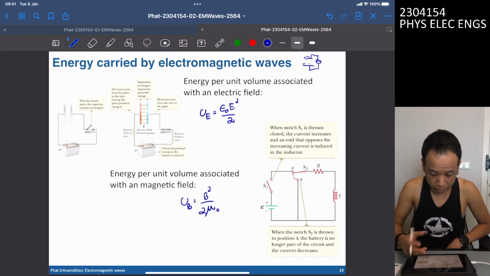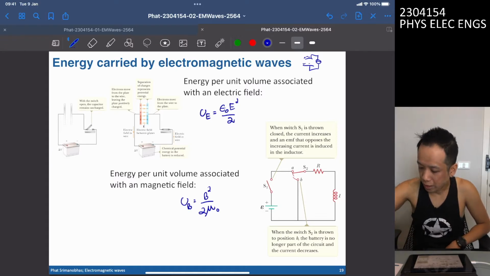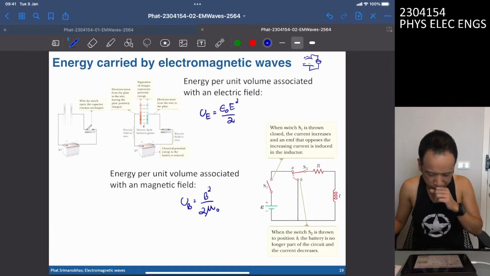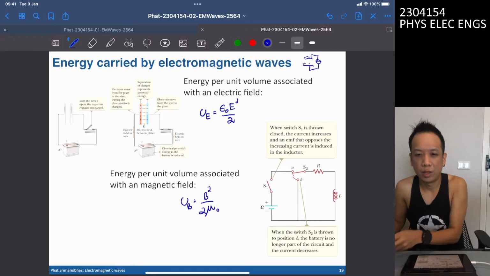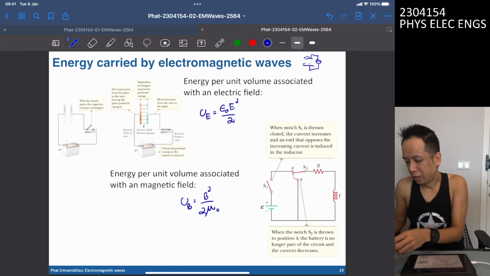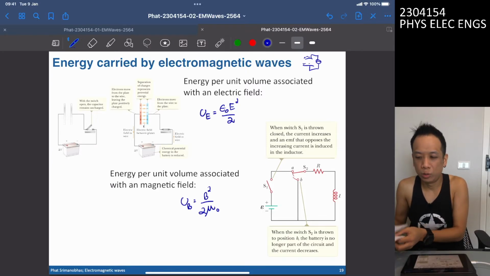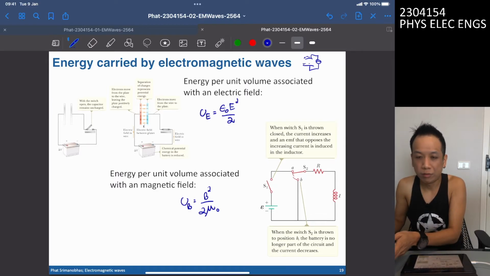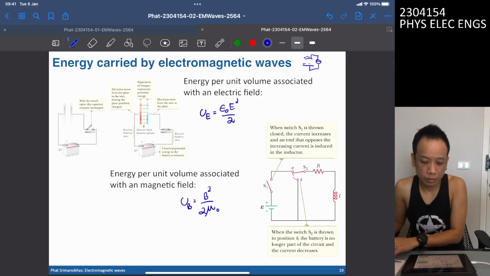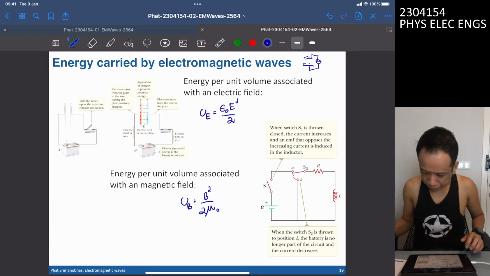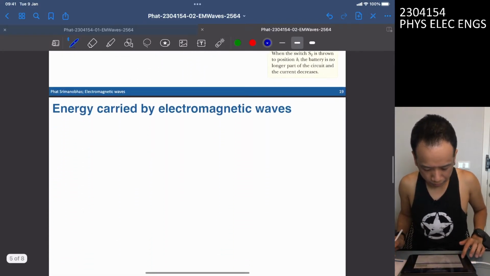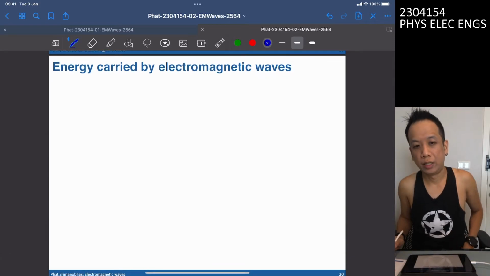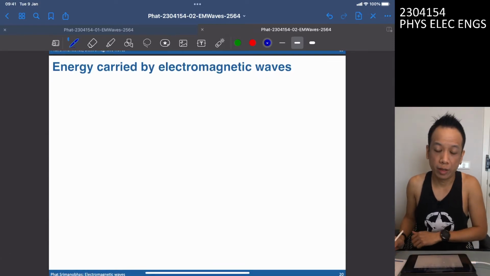Okay, so this is the definition of the energy per unit volume associated with the fields. If you're not familiar with that, or you've never seen it before, then you should go back to the course that you have taken for the first part, and look for these two equations. So we're going to do a little proof on the energy carried by the electromagnetic wave.